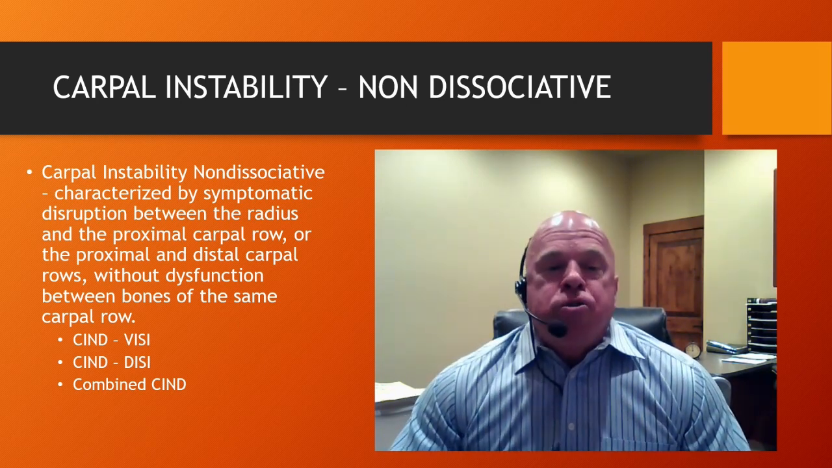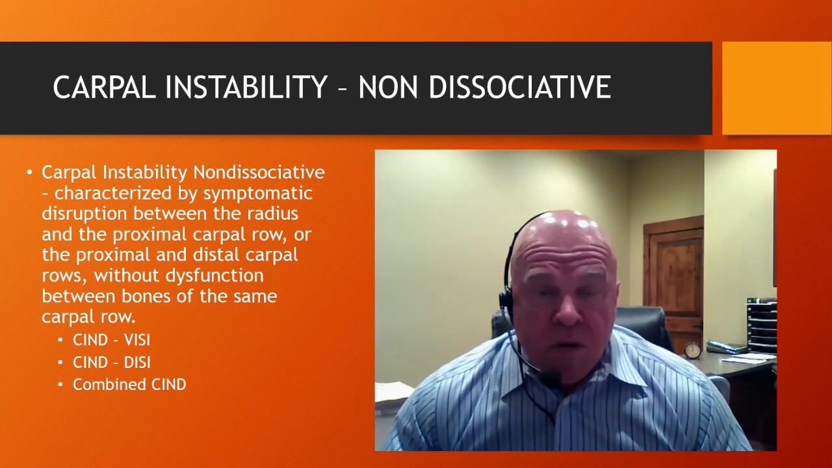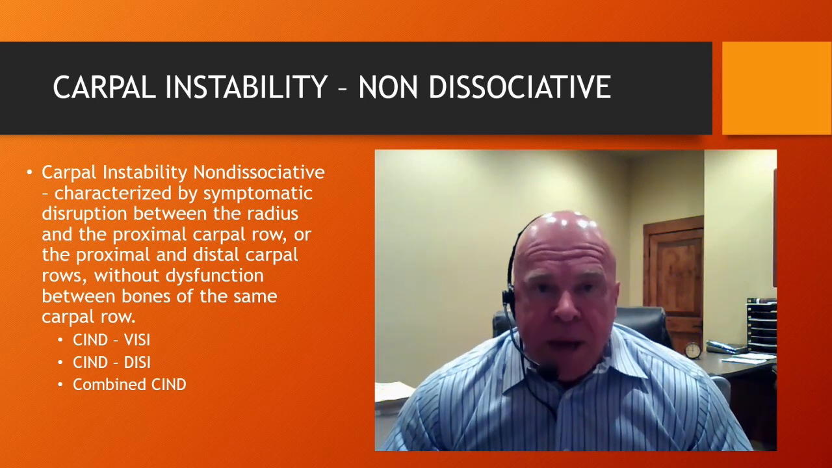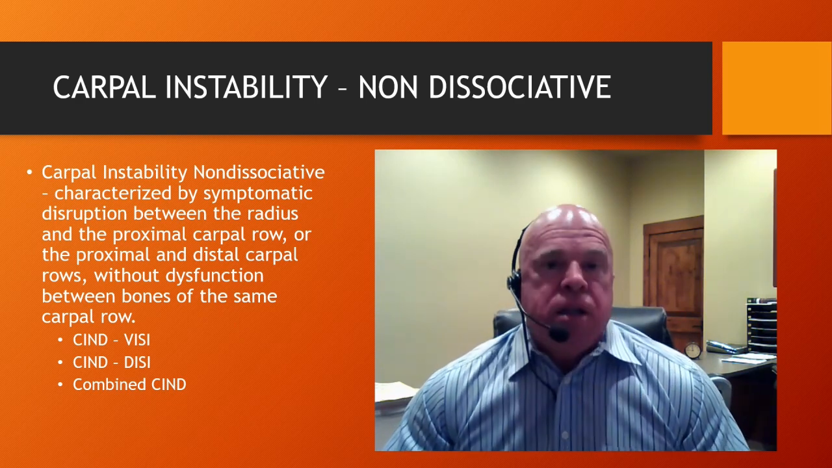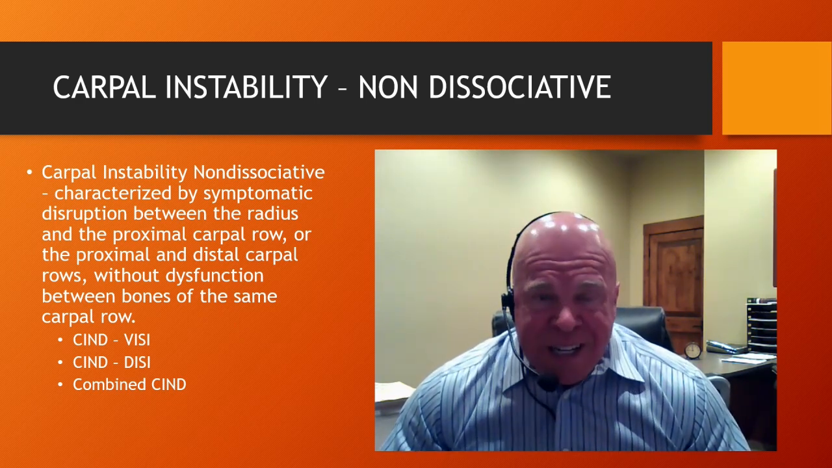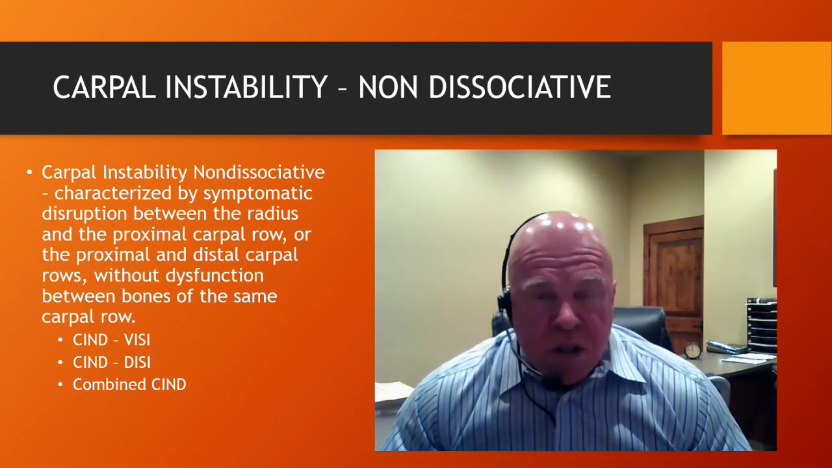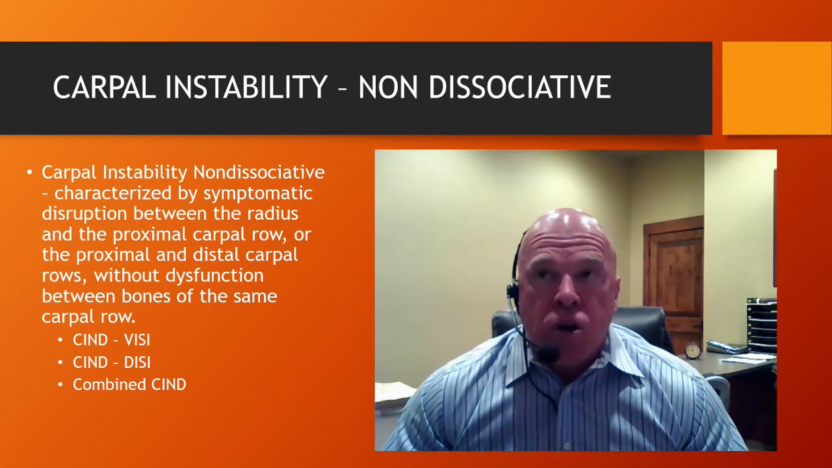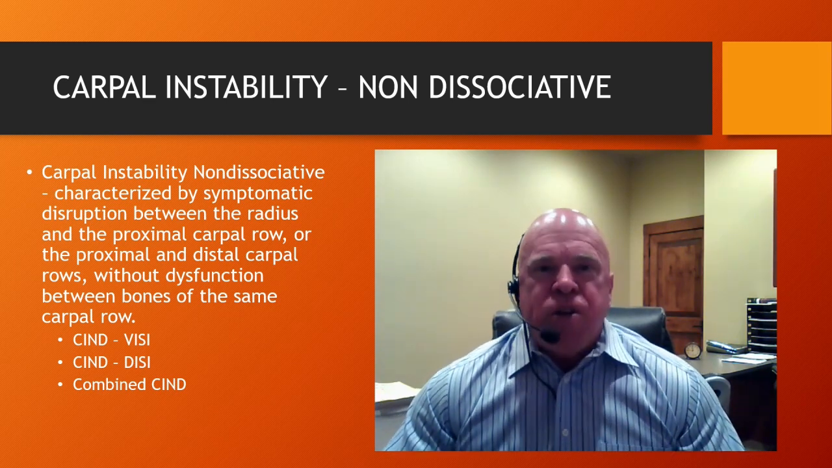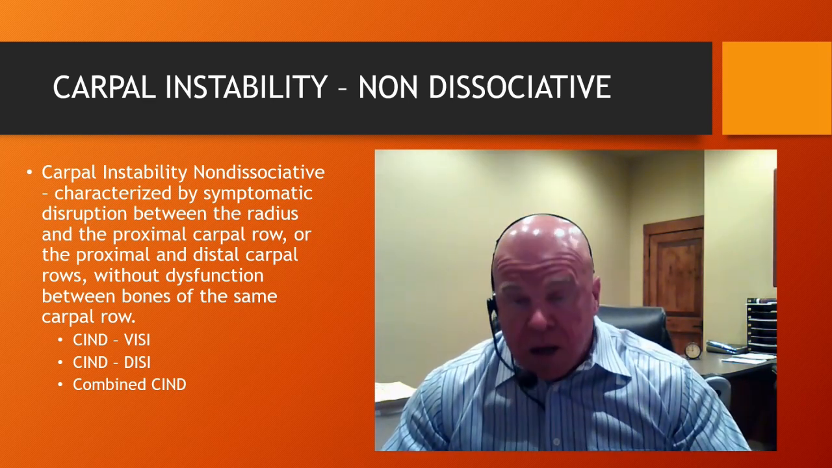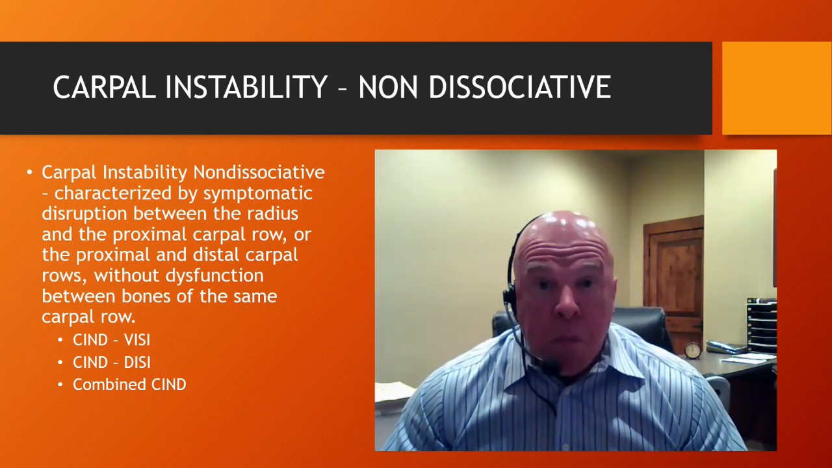Okay, so the common patterns of non-dissociative carpal instability that are described in the literature and also in the AMA guides involve the VISI instability pattern and the DISI instability pattern. With the VISI pattern, VISI stands for ventral intercalated segmental instability pattern, where the intercalated segment refers to the lunate bone, and the lunate bone is flexed ventrally, palmarward. It's a deformity where the lunate bone is flexed palmarward.